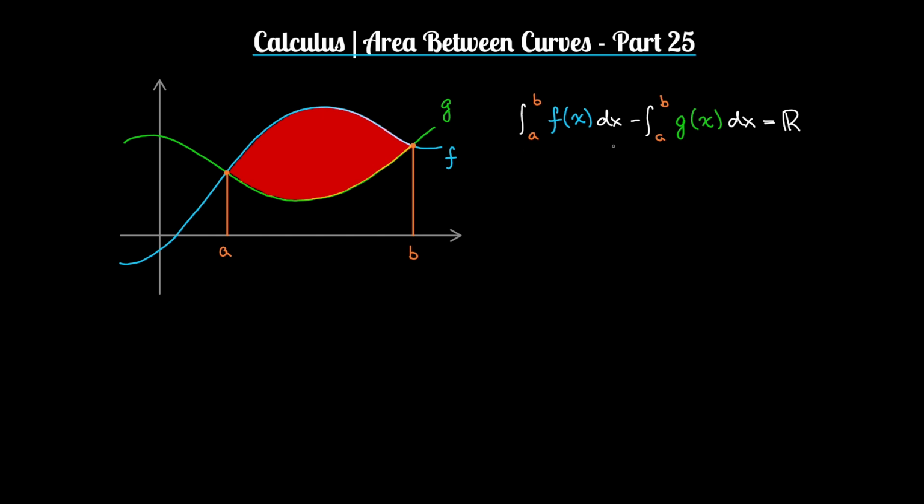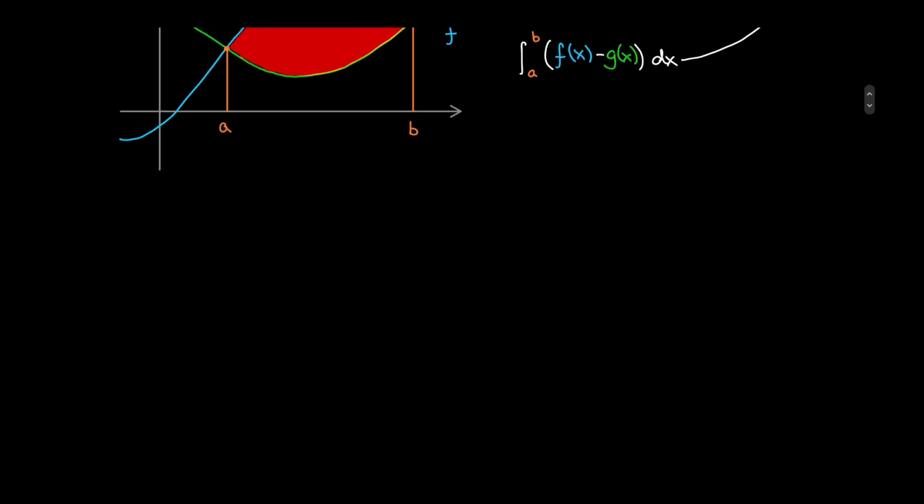However, this expression right here can be simplified. As you know from the rules of integration, if the integrals have the same bounds, we can put them under the same integral. So we take one whole integral of one function f of x subtracted by the other function g of x, and the result you're going to get should be the same as this one. This seems pretty straightforward, so let's take a look at a different case that can also happen.